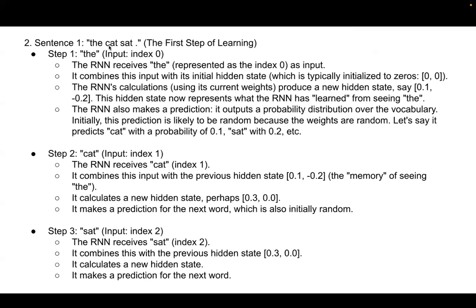So first sentence, the cat sat. So the is at input 0. So the RNN receives the word. It combines this input with its initial hidden state, which is right now 0, which is random because it's the first word. Then the RNN calculations using its current weights produce a new hidden state. Okay, so let's say the new hidden states computed are 0.1 and minus 0.2. It's just random right now. So now this hidden state represents what the RNN has learned from seeing the.